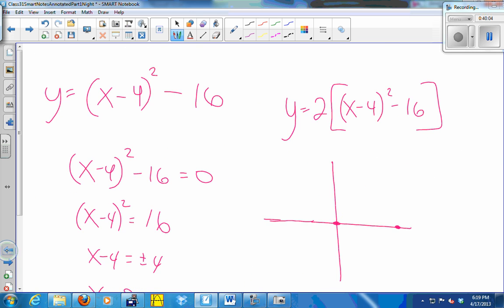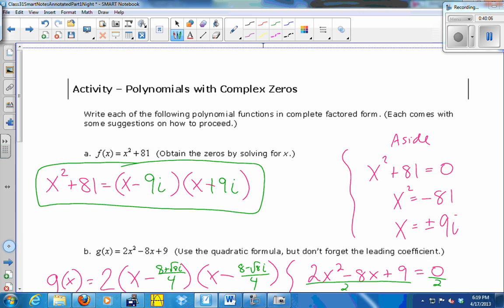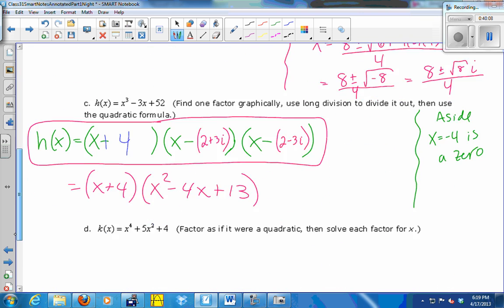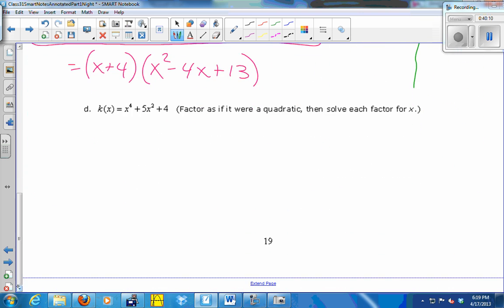Okay. I'm going to let you try D. So it's fourth degree. You're looking for how many factors? 4. Okay. Pick and choose techniques that we've used so far. Follow the hint if you want. See if you can come up with the 4 linear factors.